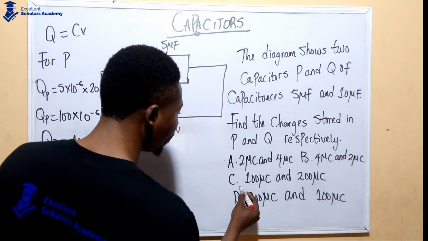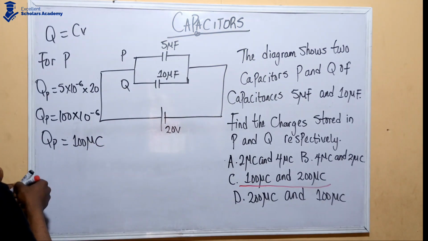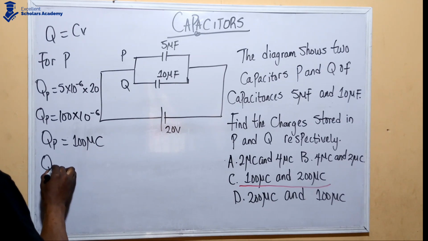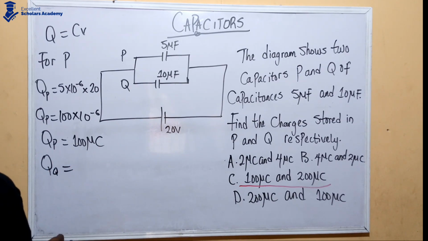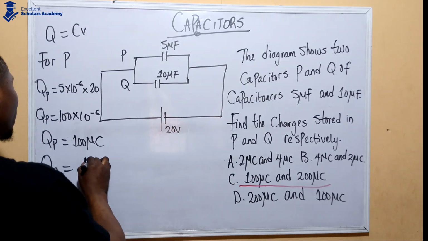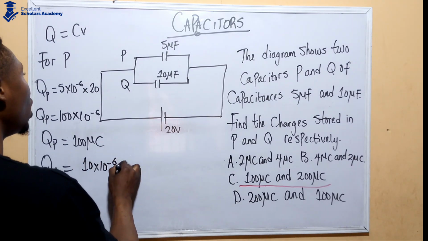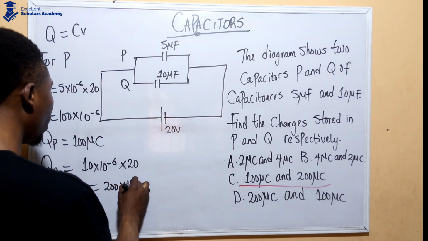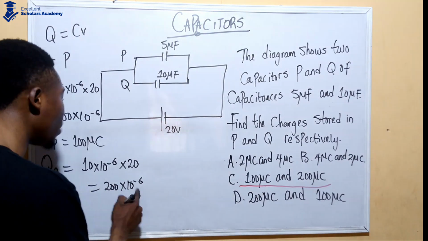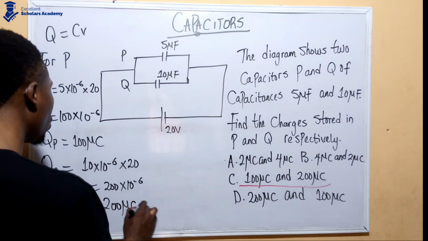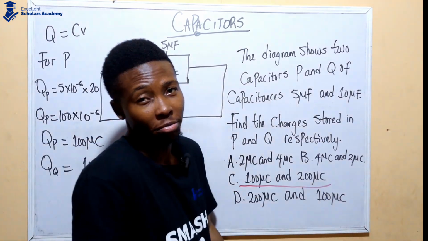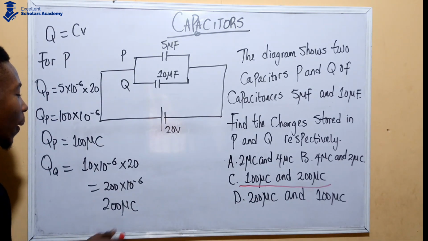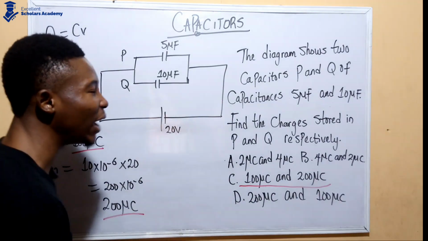P and Q respectively. So the answer is already C. But let's solve it. For Q, that's Q sub Q, it's going to be 10 microfarad. That's 10 times 10 to the power of minus 6 multiplied by 20. So 10 times 20 gives us 200 times 10 to the power of minus 6, so that's going to be 200 microcoulombs. So the charges stored in P and Q respectively are simply 100 microcoulombs and 200 microcoulombs.